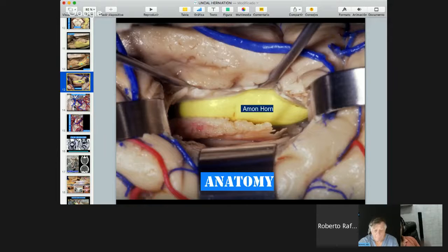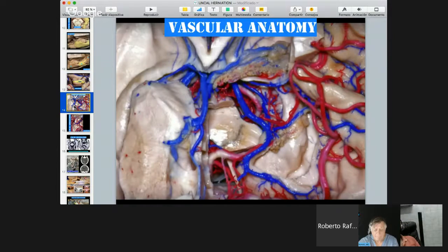The vascular anatomy in this area is very rich and very important, and we have three vascular pedicles depending each from the middle cerebral artery, posterior cerebral artery, and anterior choroidal artery here. And this is the basal vein here, the cerebral peduncle here, and the choroidal plexus is here.